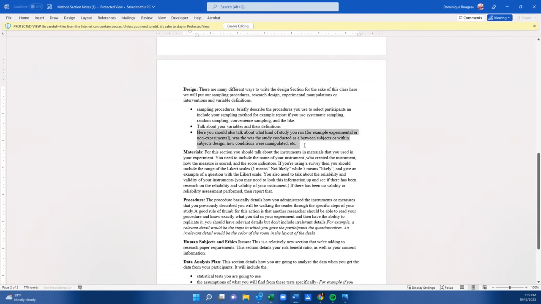And then talk about what kind of study you ran. Did you run an experiment? Did you run a non-experimental? Did you run an ex post facto? Did you do a correlational? And then talk about, if you did do an experimental research project, how were your conditions manipulated? If you didn't, let's say you have some categorical variables, how are they categorized? So talk a little bit about your design.